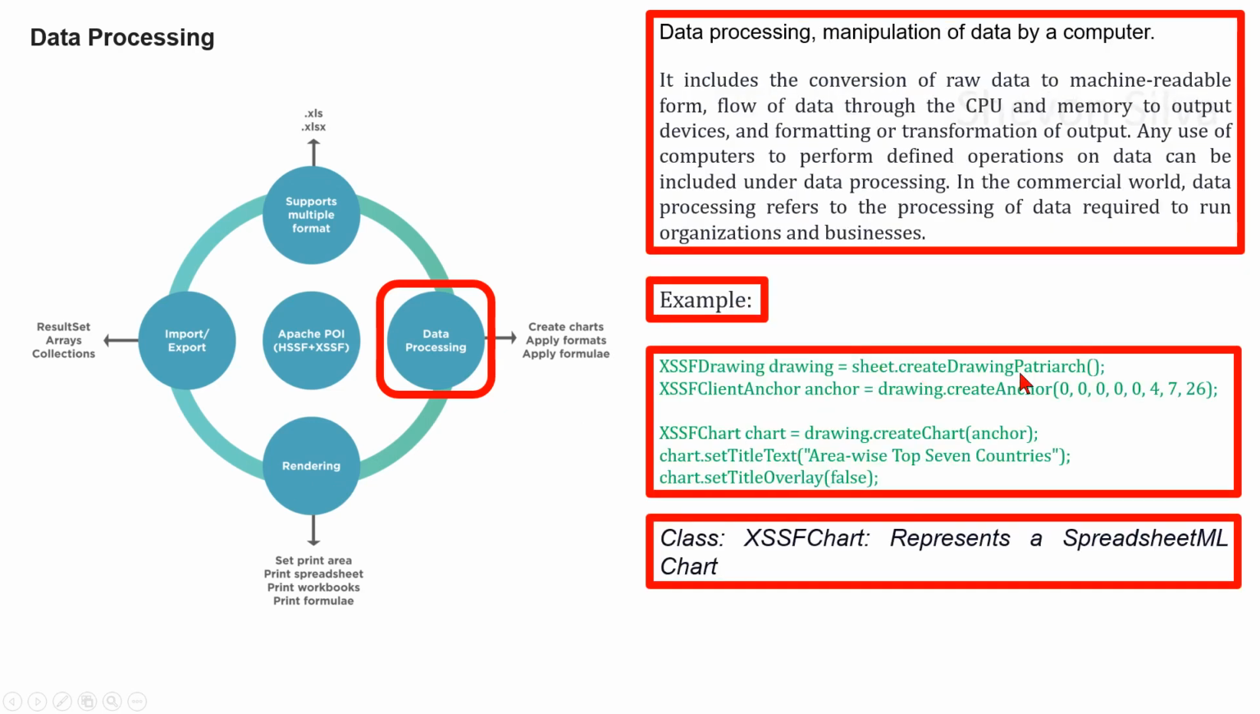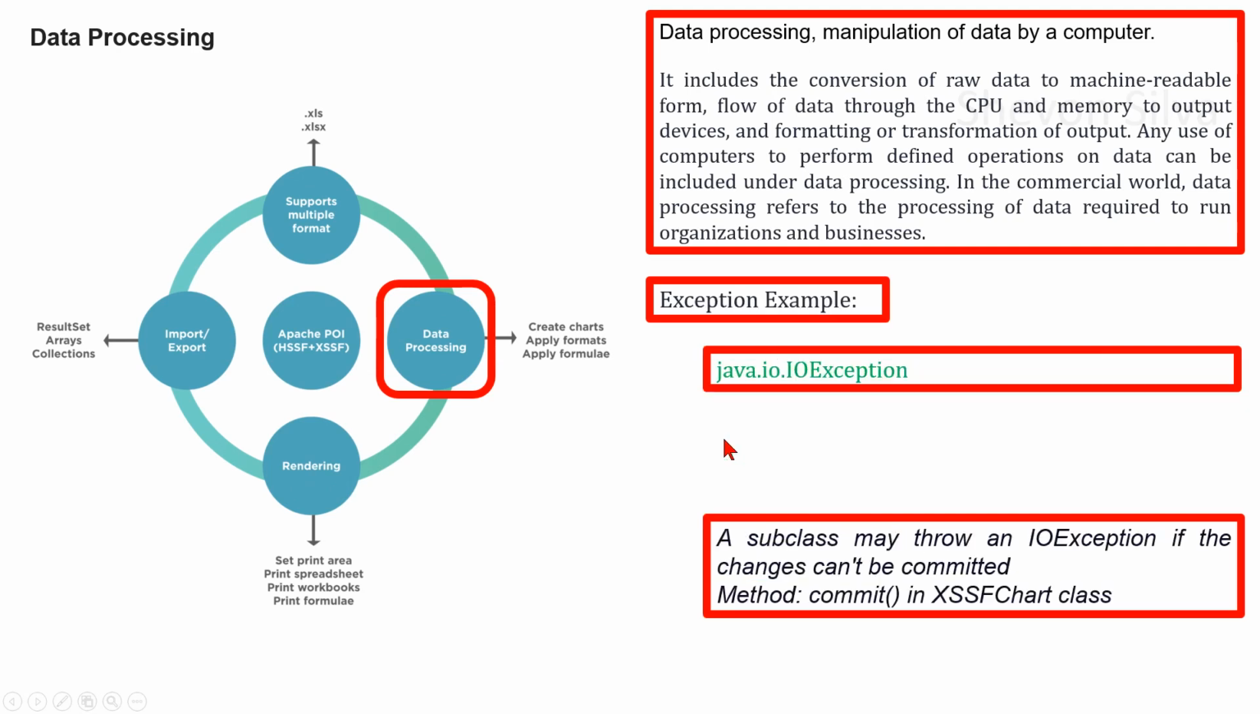As an example, we can consider this code segment. And here class XSSFChart represents a SpreadsheetML chart. As an exception example, we can consider java.io.IOException. A subclass may throw an IOException if the changes can't be committed, in method commit in XSSFChart class.